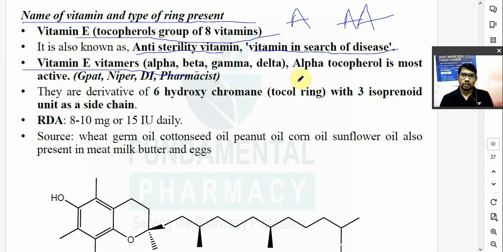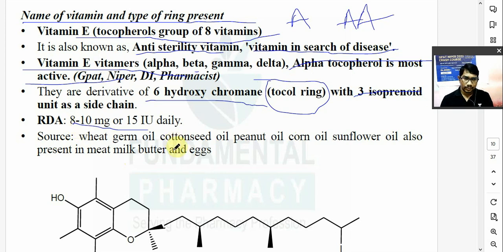What is the source of vitamin E? So it is found in the wheat germ oil, cottonseed oil, palm oil, peanut oil, then sunflower oil. Also present in the meat, milk, butter and eggs. तो almost सभी खाने में ये विटामिन ई होता है. तो विटामिन ई का स्ट्रक्चर देख लो यहाँ पे. टोकल रिंग, 6-hydroxychromone रिंग. ये देखो 6-hydroxychromone रिंग. एंड उसके बाद में ये आइसोप्रोनाइड यूनिट्स, 3 आइसोप्रोनाइड यूनिट्स.